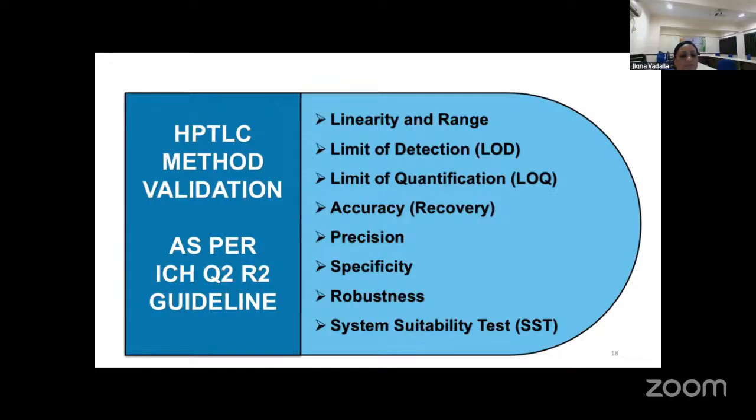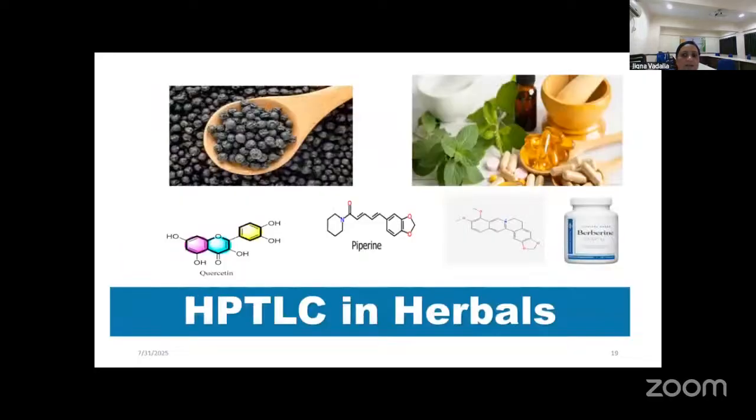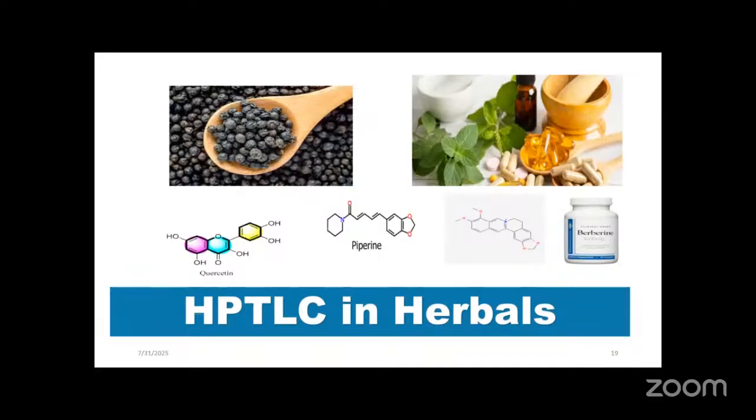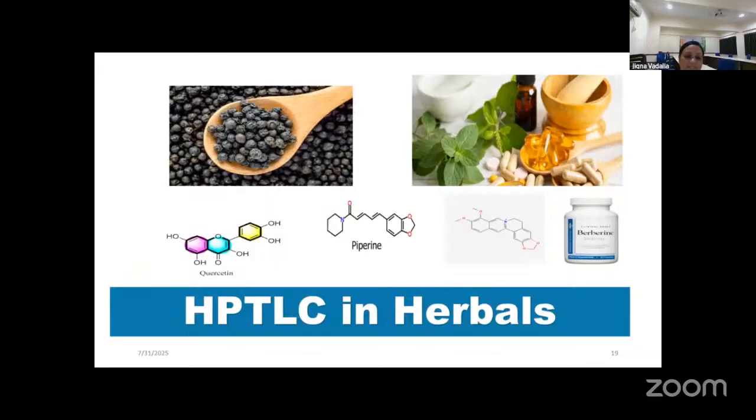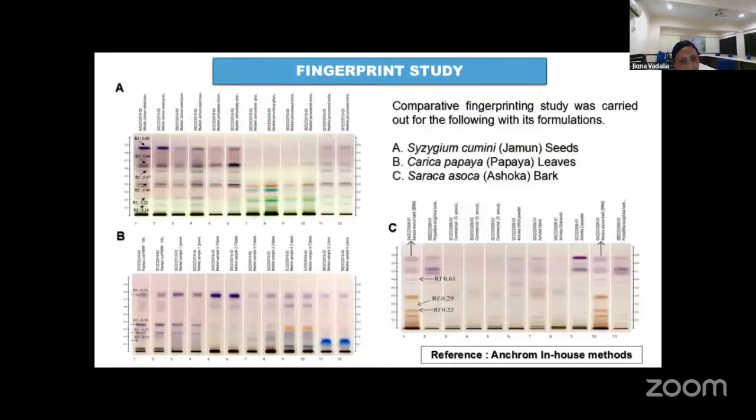Now we will move toward the HPTLC in the herbal. How HPTLC is useful in the herbals. So in the herbal, HPTLC is useful for the fingerprinting purpose as well as for the quantitative purpose. So it is used for the qualitative purpose as well as for the quantitative purpose.